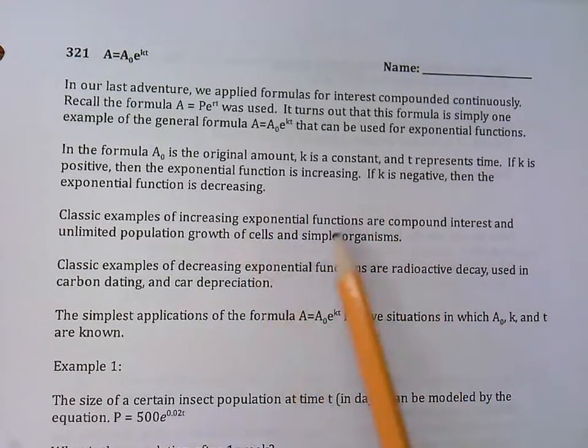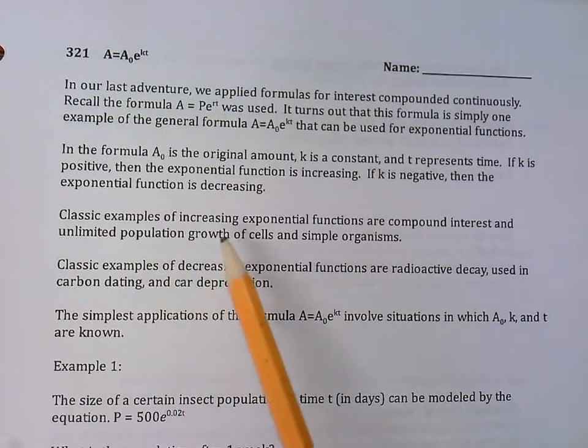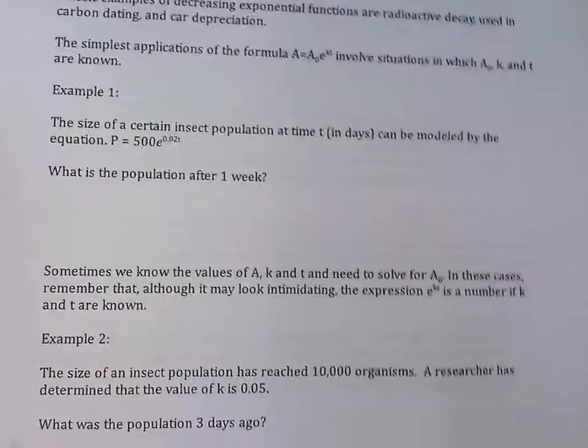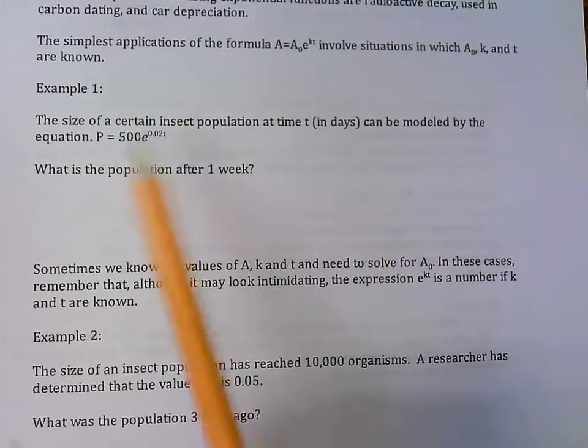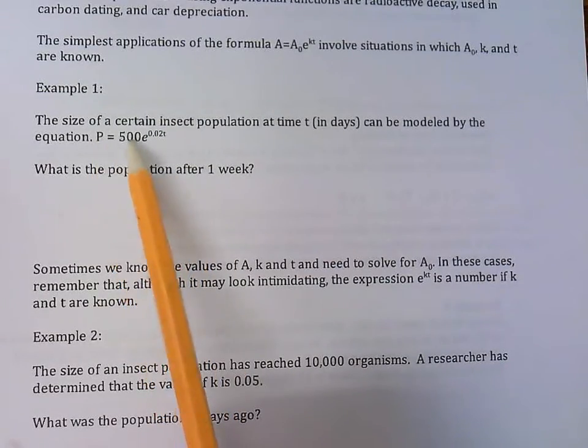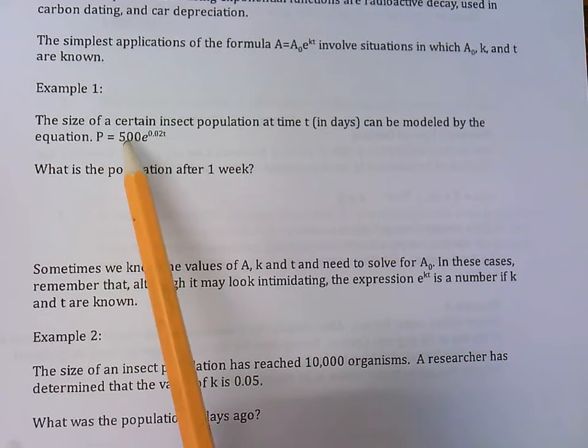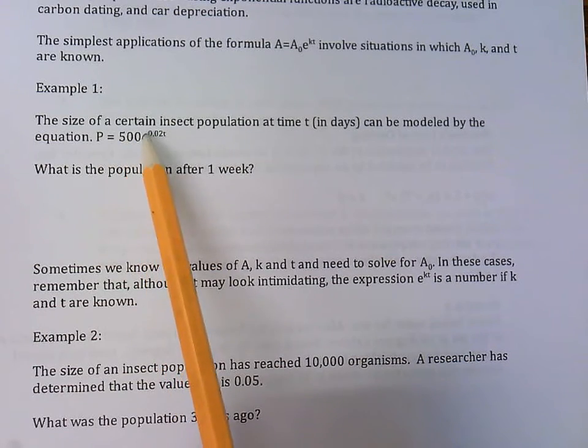Classic examples: compound interest, unlimited population growth in simple organisms; decreasing: radioactive decay, carbon dating, car depreciation. Simplest applications, you know A sub 0, K, and T. So example 1, you're just using the equation and plugging in what you know. So they're giving you the population growth is 500. That's the starting value of the insect population. E to the 0.02 T.